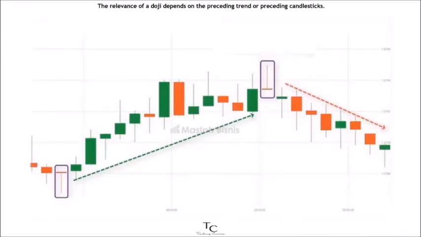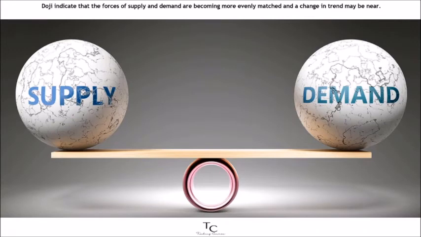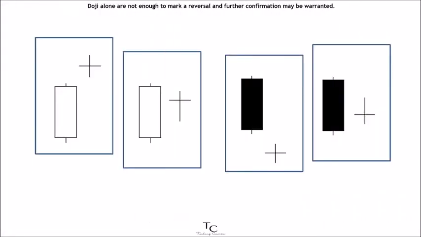The relevance of a doji depends on the preceding trend or preceding candlesticks. After an advance, or long white candlestick, a doji signals that the buying pressure is starting to weaken. After a decline, or long black candlestick, a doji signals that selling pressure is starting to diminish. Doji indicate that the forces of supply and demand are becoming more evenly matched and a change in trend may be near. Doji alone are not enough to mark a reversal, and further confirmation may be warranted.